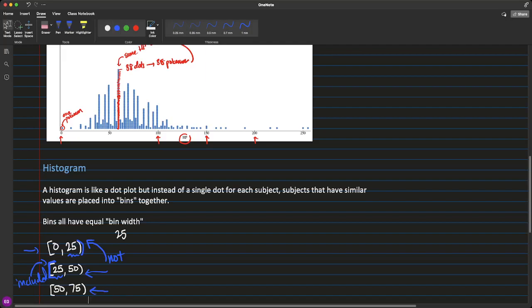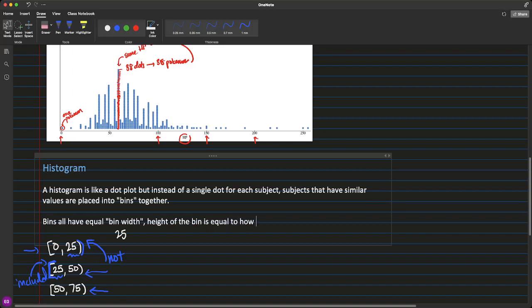Okay. Now what happens is they get placed in the bins together, and then the height of the bin is equal to how many subjects are in the bin. And we call this frequency. Frequency is the count of how many people are in that bin.